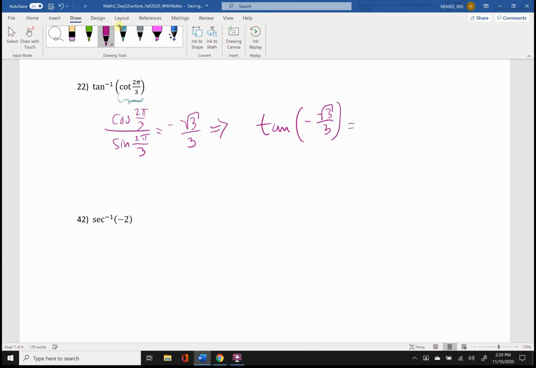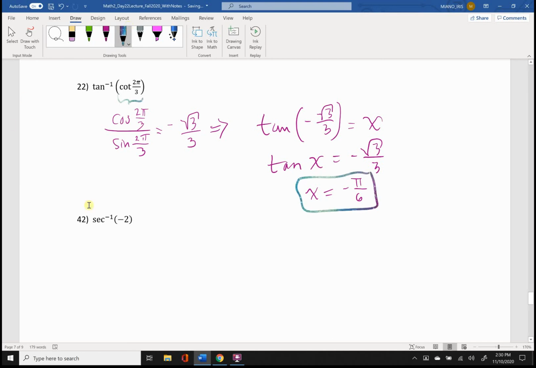Okay, and using my dummy variable x, I'll say, what tangent x gives me a negative root 3 over 3? Knowing your unit circle stuff and the things beyond, you'll be able to conclude that x has to equal negative pi over 6. Again, we're using the oddness of this function to pull out the negative sign. Just say what's tangent x of root 3 over 3 and then negate it. Just to be clear. Cool.